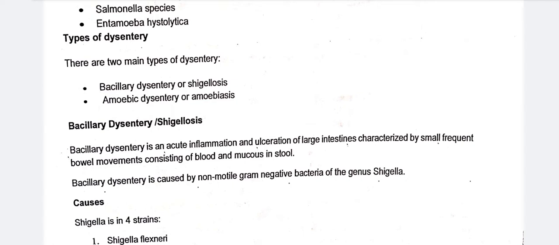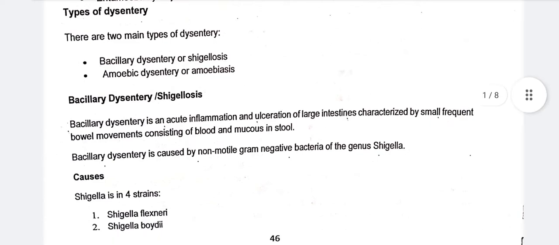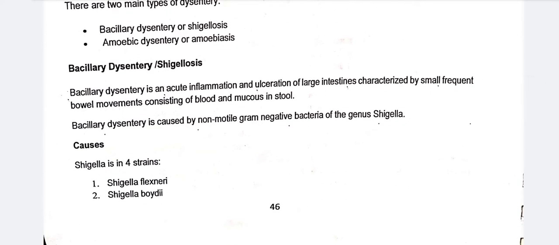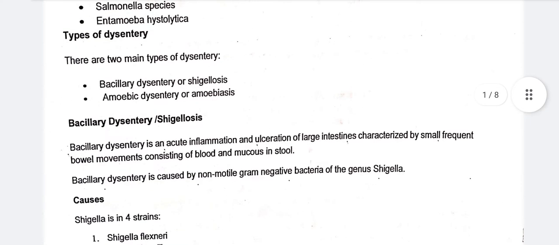In an exam, it can come that this patient has been diagnosed with shigellosis. What does it mean? It will mean that this patient has what? Bacillary dysentery. So any of the terms can be used. Okay? Let's begin with bacillary dysentery or shigellosis. So this one is caused by the Shigella species. The other one, bacillary dysentery, it is caused by a bacteria. Okay, amoebic dysentery is not caused by a bacteria, but an amoeba.